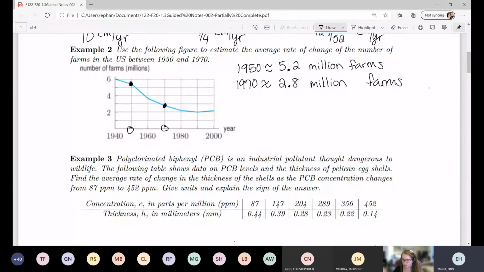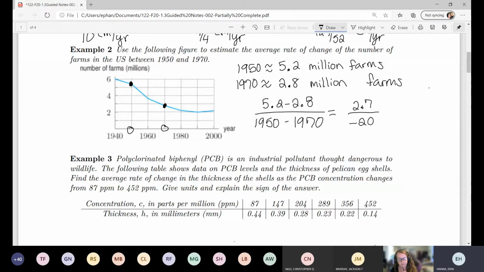So the average rate of change, again, we can think about it as a slope. So I have my change in y's, 5.2 minus 2.8, and then 1950 minus 1970. Trust and believe we could type those into a calculator to get 2.7 over -20, which is approximately -0.135. Now also units on this.